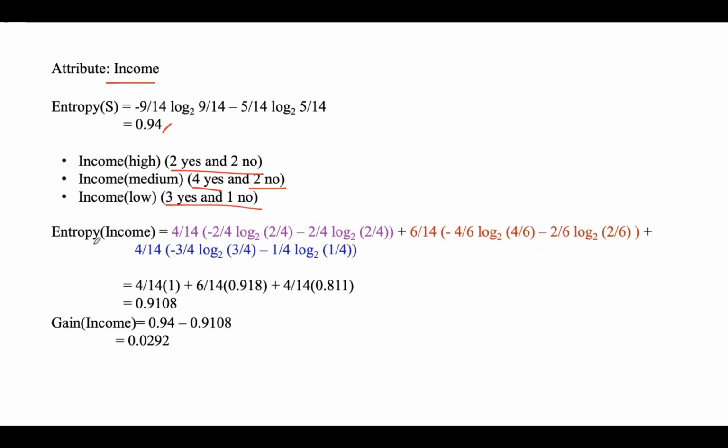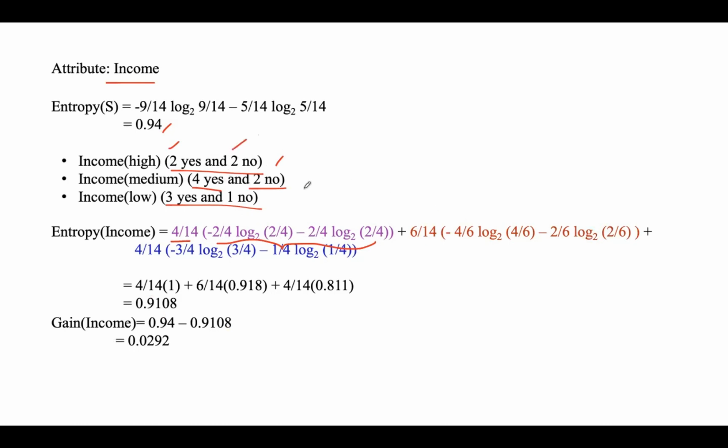Then calculate entropy for income. How many examples do we have? 2 yes and 2 no, so 4 by 14. Find the entropy for the first category, that is 2 by 4 log 2 by 4 to the base 2, and the number of yes and the number of no's are both the same.